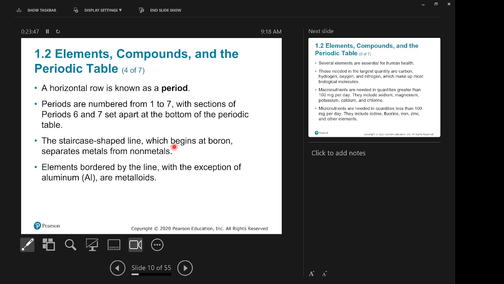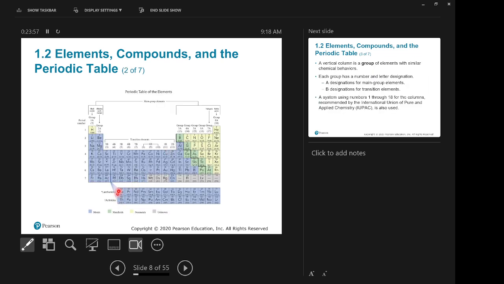Now, a horizontal row is known as a period. Periods are going to be numbered from 1 to 7. They're going to have sections that, with periods 6 and 7, are actually set apart at the bottom of the periodic table. You notice that these don't have separate numbers down here because they, again, insert right here, right? So they're actually 6 and 7.